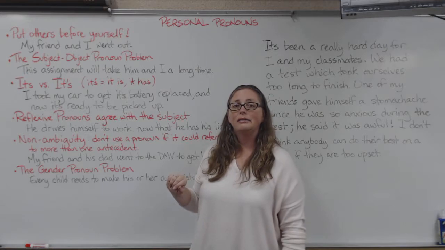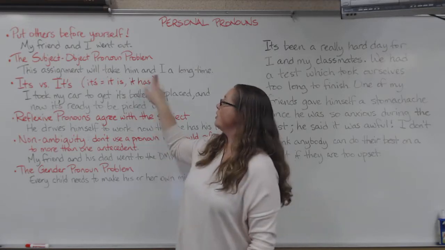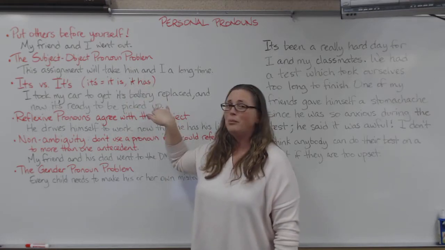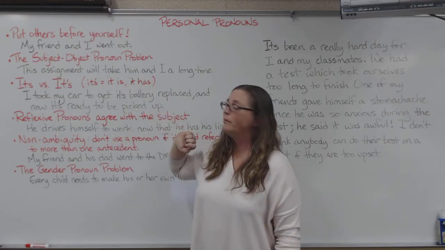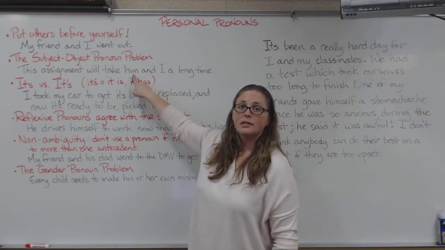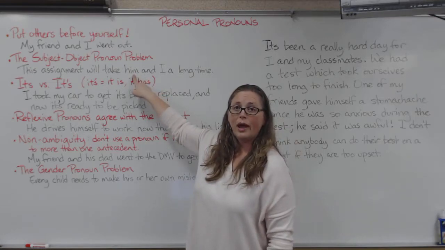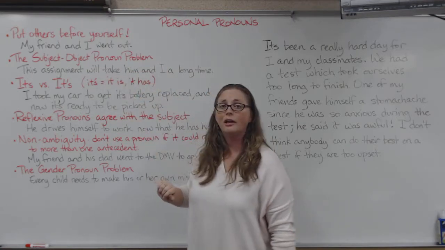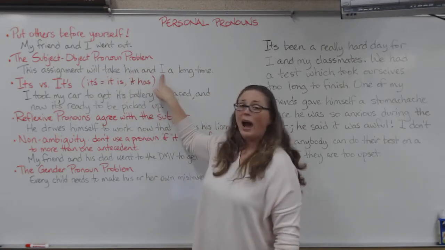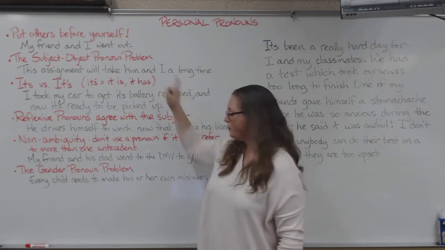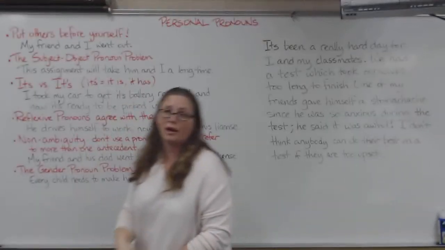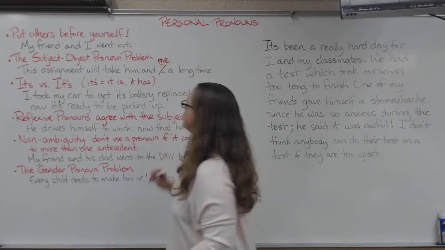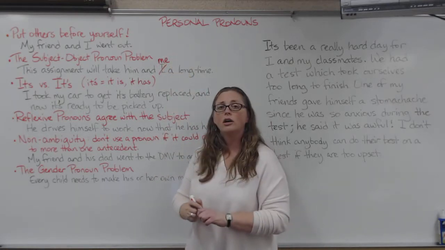Him and I. Well, it's good that the pronoun for yourself is at the end, but this is not good form. Him, this is an object pronoun, and this is the object position of will take, so this is good. But I, this is not an object. This is a subject pronoun. So this needs to be changed. This assignment will take him and me a long time.